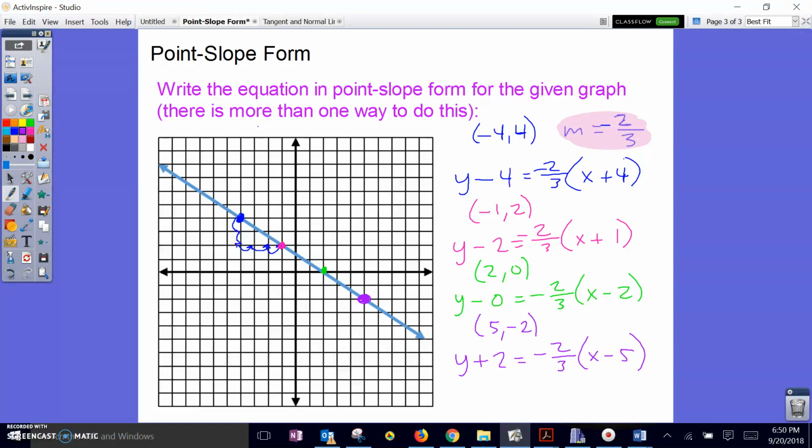So there's a wide variety of equations that I can write to represent this line when I'm writing them in point slope form. And all of these equations are equivalent to one another. They all represent that one same line.